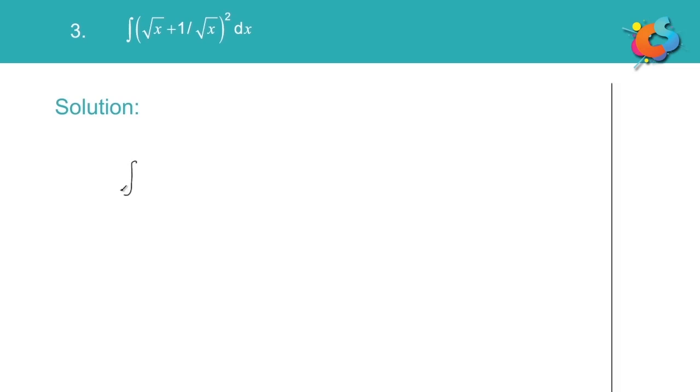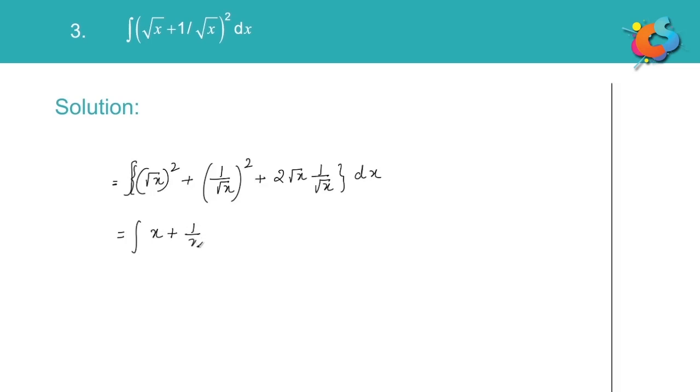root x plus 1 by root x the whole square can be written as root x the whole square plus 1 by root x the whole square plus 2 times root x into 1 by root x. So we'll integrate this with respect to x. We know that root x the whole square is x, plus 1 by root x the whole square can be written as 1 by x, and here root x gets cancelled from the numerator and denominator, and we'll get 2. So let us integrate this with respect to x.